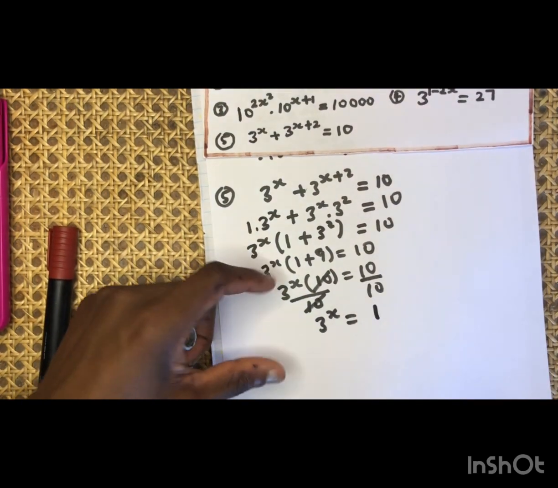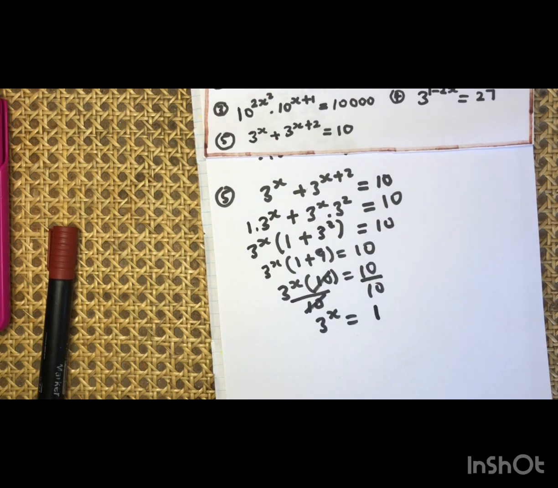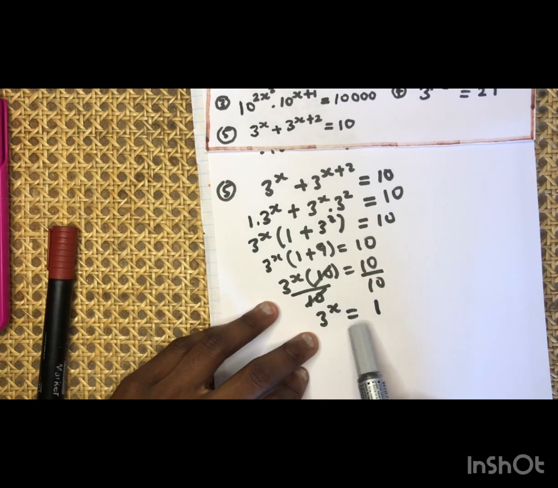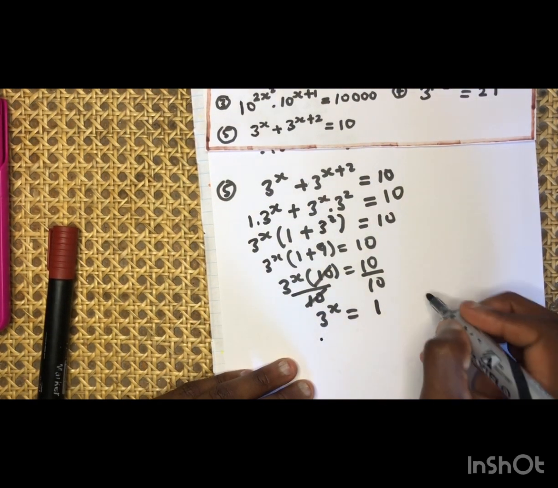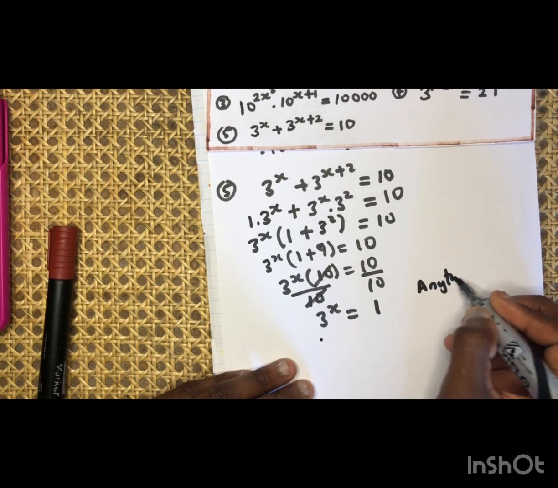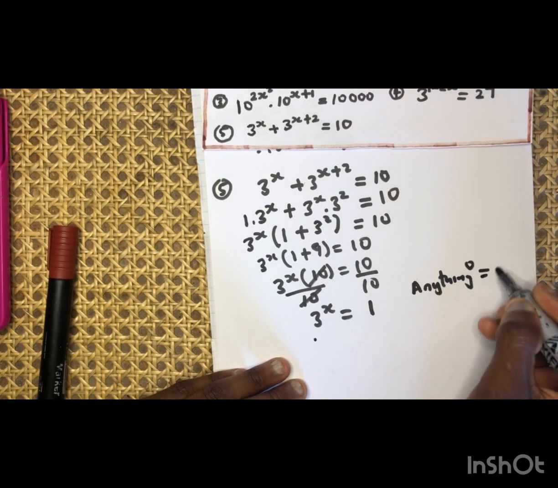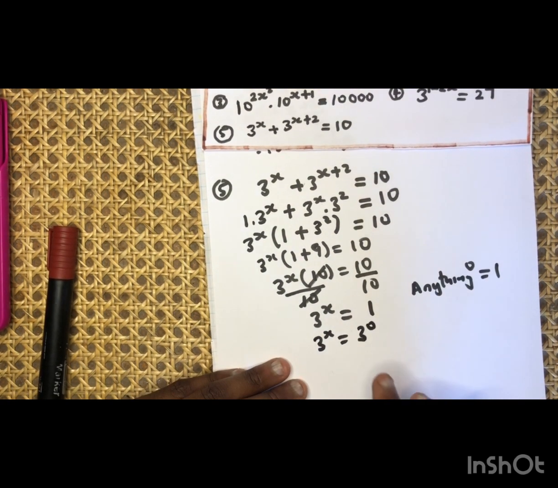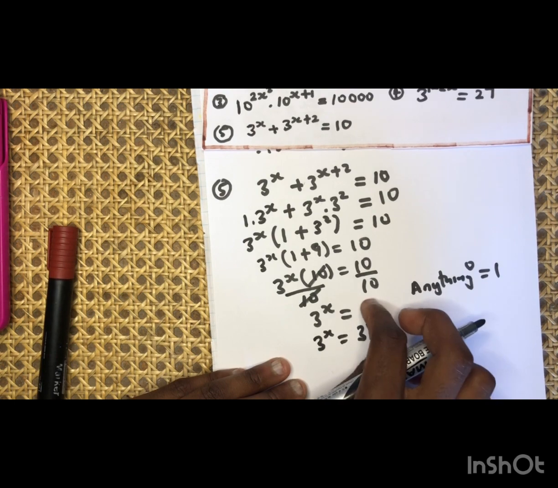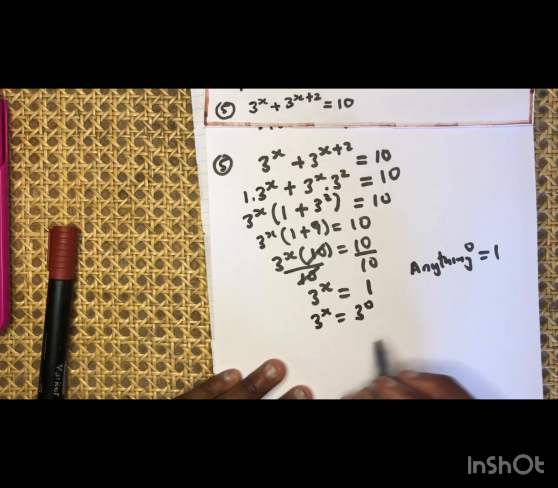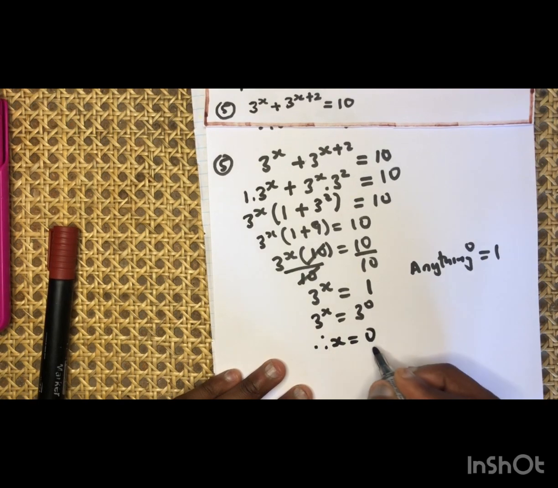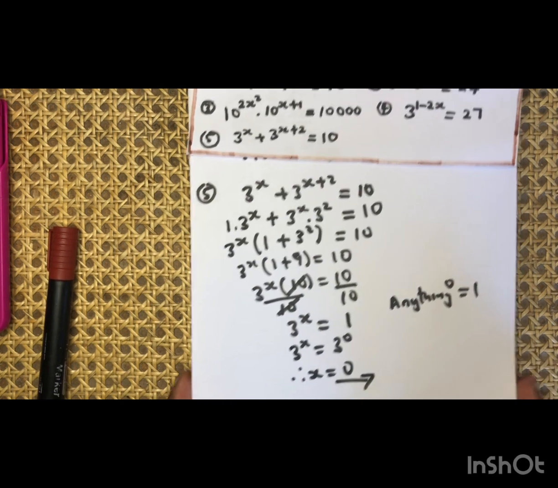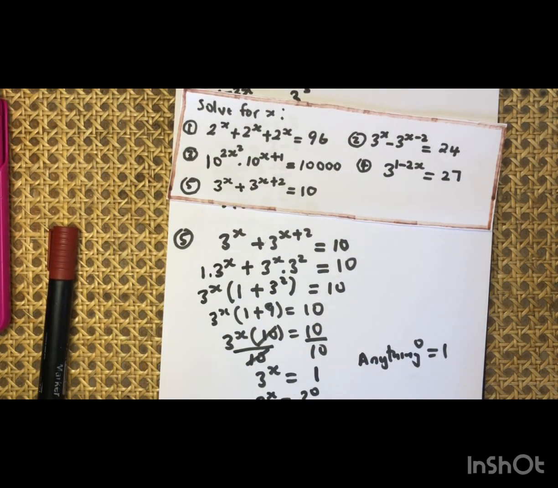You get 1. Now you need to ask yourself, if you have 1 here, what you must do in order for you to make the bases the same. So we know that, guys, anything to the power 0 will always give me 1. So I'm going to say 3 to the power x equals 3 to the power 0. So this thing is already the same as 1. Now the bases are the same. Now I can conclude that my x is equal to 0. So that's your solution. So that was our last question, guys, for this video.